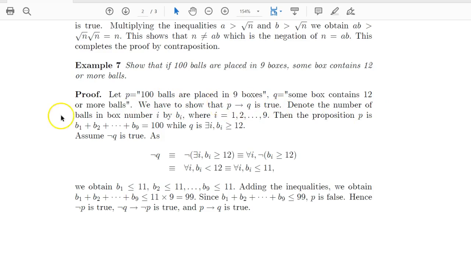Denote the number of balls in box number i by Bi, for i from 1 to 9, we have 9 boxes. Then the proposition P is this: B1 plus B2 plus and so on B9 is equal to 100. Q, the conclusion, means this: there is an i such that Bi is greater than or equal to 12. There is a box number, some box contains at least 12 balls. That is, Bi is at least 12.